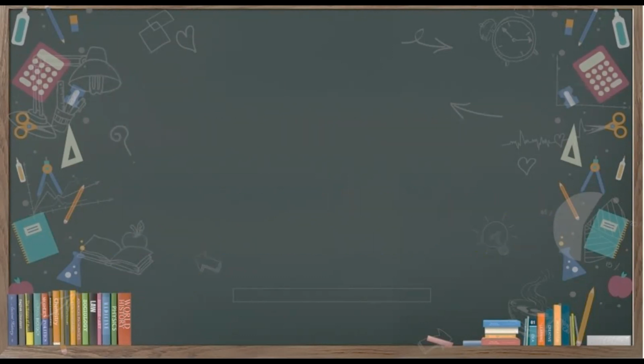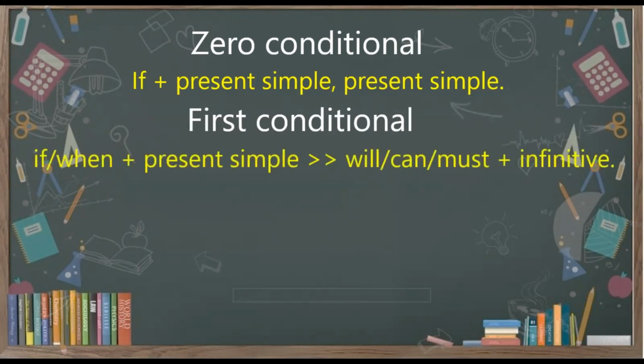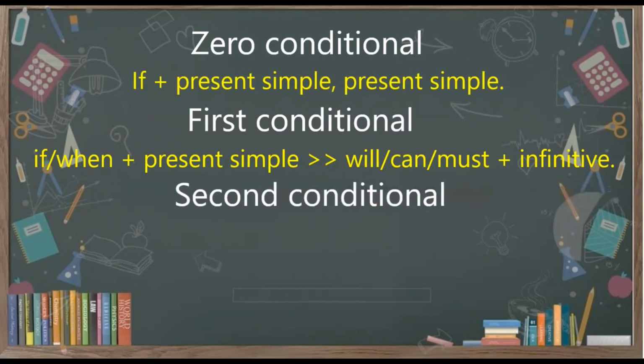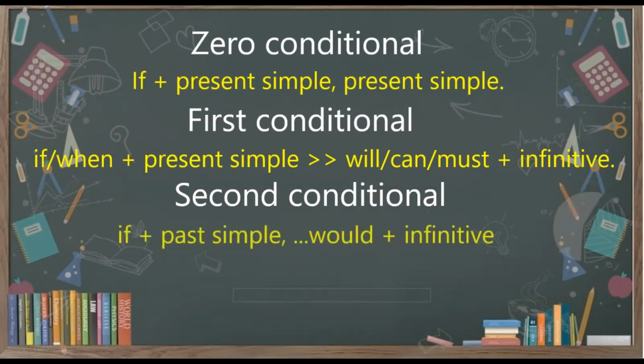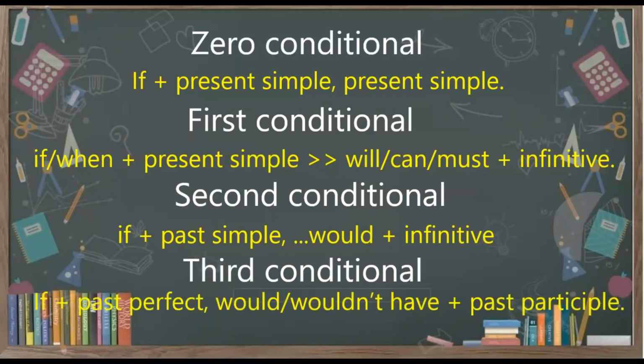So those are the four conditionals in English. Let's have a quick review of the structures. Zero conditional, we use the if plus present simple structure. First conditional uses if or when plus present simple, will or can or must plus infinitive. And then in the second conditional, we have if plus past simple, would, and infinitive. And finally, third conditional uses if plus past perfect, would or wouldn't have plus past participle.